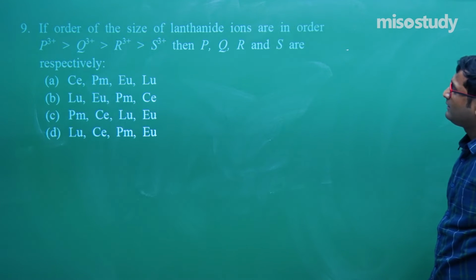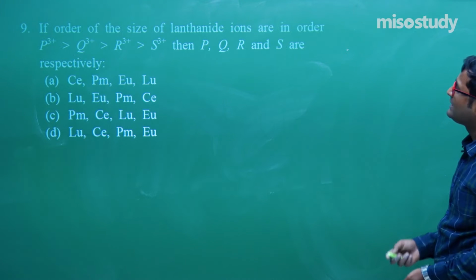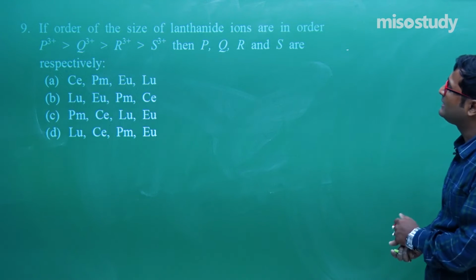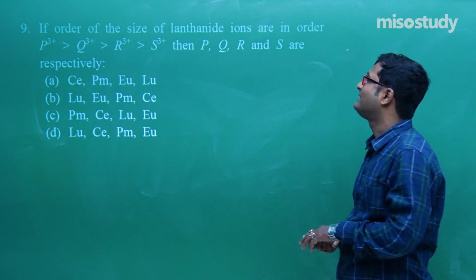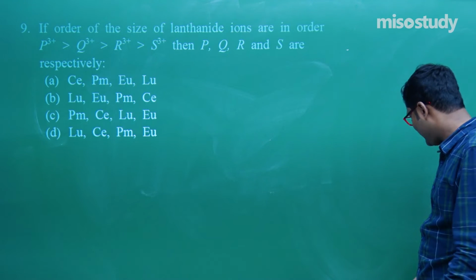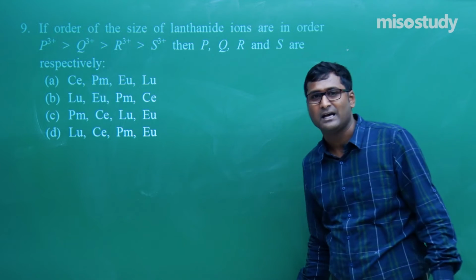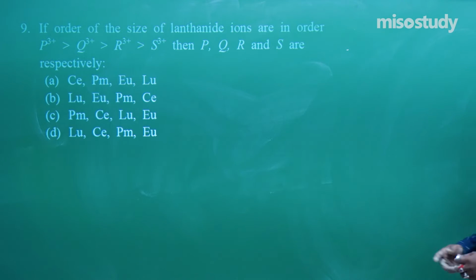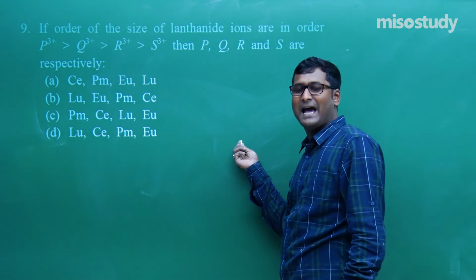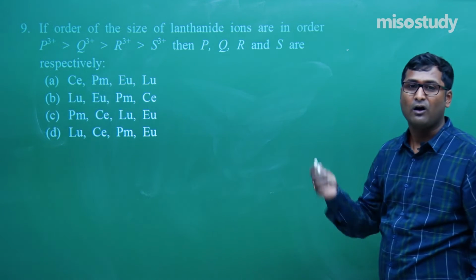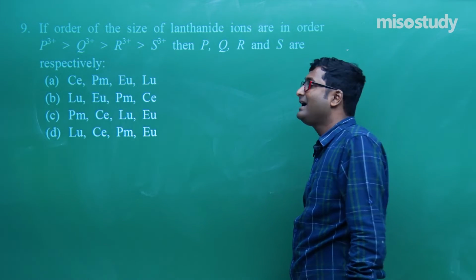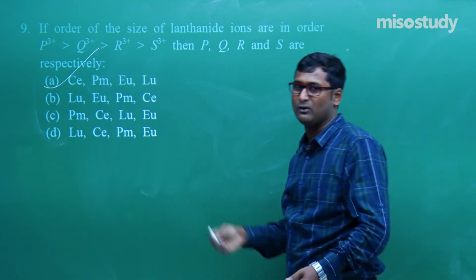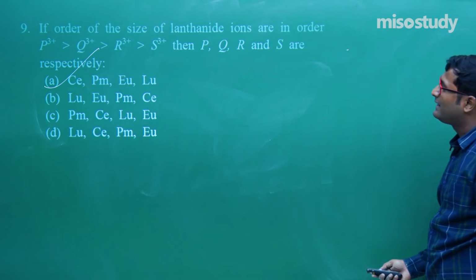Now the next question is, if the order of size of lanthanide ions is P3+, Q3+, R3+, S3+, then P, Q, R and S are in which order? Tell me what will happen in this case. I am giving you a few seconds to think on it. So tell me what will happen. This is the lanthanide series. As we know, if we move from left to right, the size decreases. So what is the case? A is correct. This is a simple question. Clear? Now let's move to the next question.